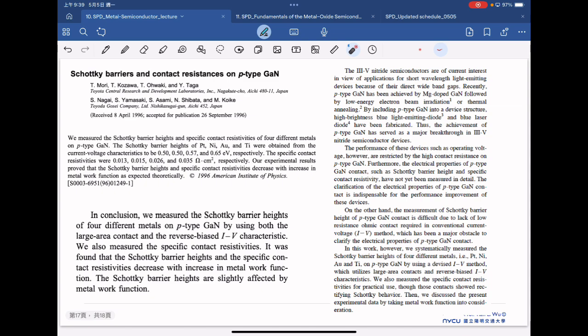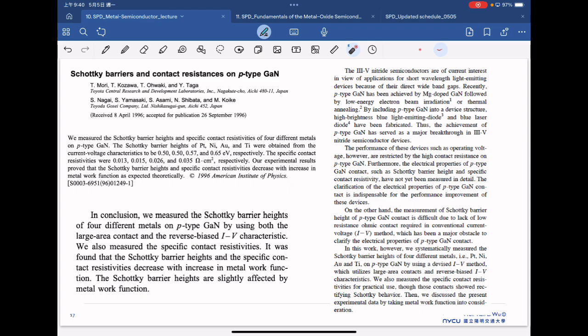Okay, so next I want to show you a literature that also discusses Schottky barrier height and contact resistance. As you probably expect, the Schottky barrier height or the contact resistance is not that important for nowadays semiconductors, but that is not true, especially in a lot of advanced semiconductor materials. We still face a challenge to get a good Schottky barrier and a good contact resistance.